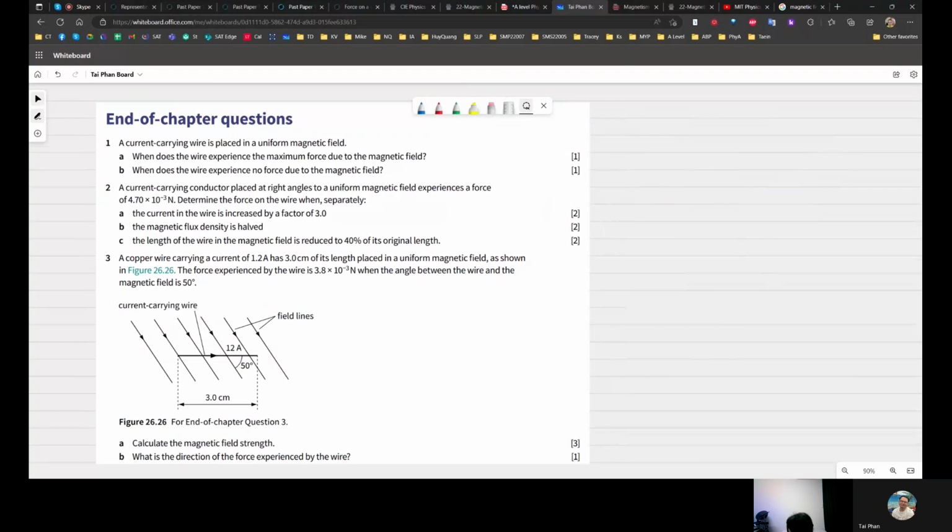So the first question: when the wire is perpendicular to the direction of the field, the angle is 90 degrees. There is no force when the wire is parallel to the field. Yeah, parallel.